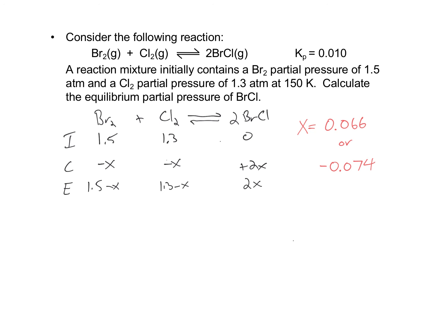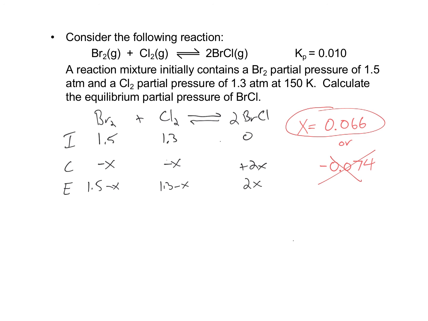And so to see which of the answers we should throw out here, if the equilibrium partial pressure of BrCl is 2x, it wouldn't make any sense for x to be a negative number, because when I multiply that by 2, it'll still be negative, and so having a negative partial pressure doesn't make any sense. That's not possible. So that is the solution that we can throw out, and so then the only reasonable one will be x is equal to 0.066.